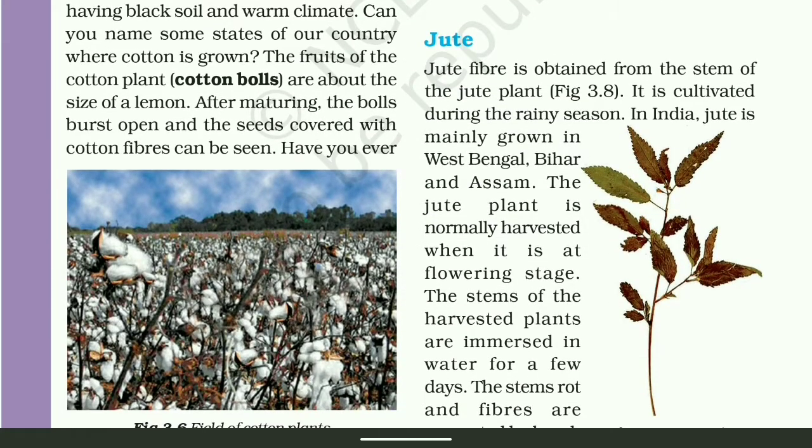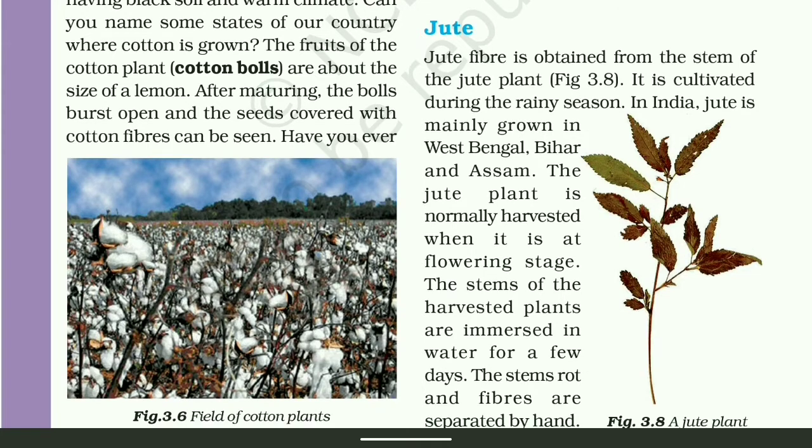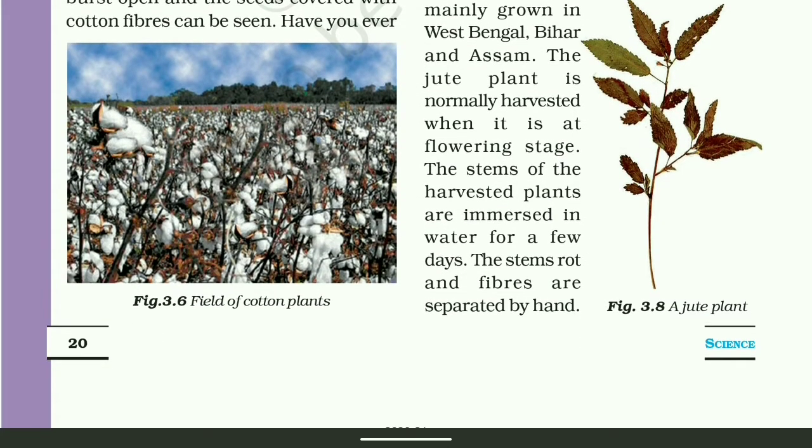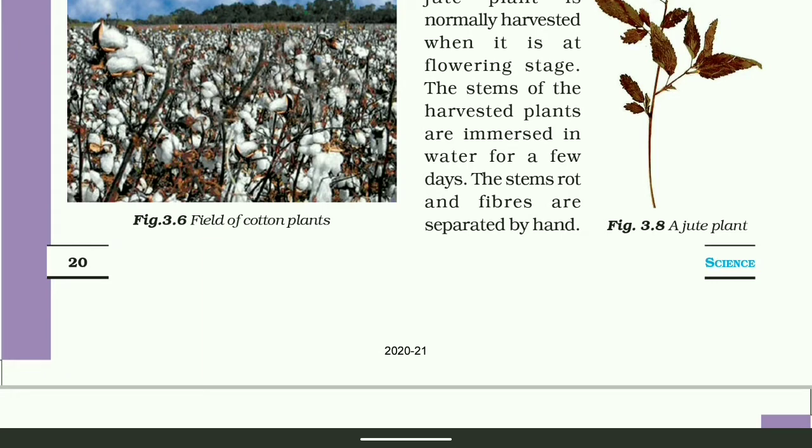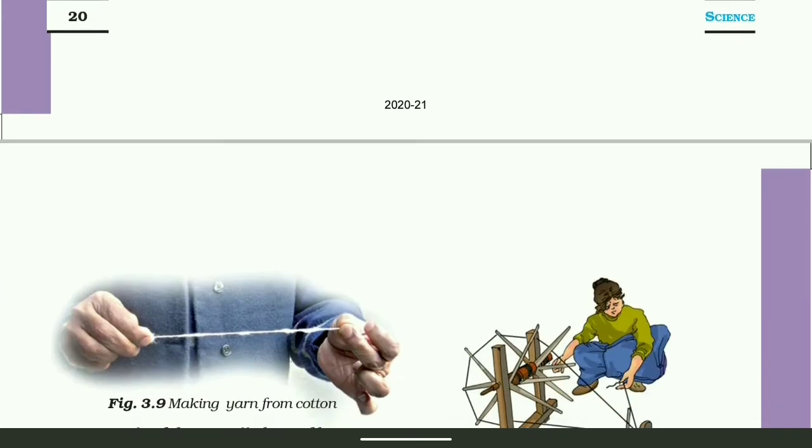Jute. Jute fiber is obtained from the stem of the jute plant. It is cultivated during the rainy season. In India, jute is mainly grown in West Bengal, Bihar, and Assam. The jute plant is normally harvested when it is at flowering stage. The stems of the harvested plants are immersed in water for a few days. The stems rot and fibers are separated by hand.